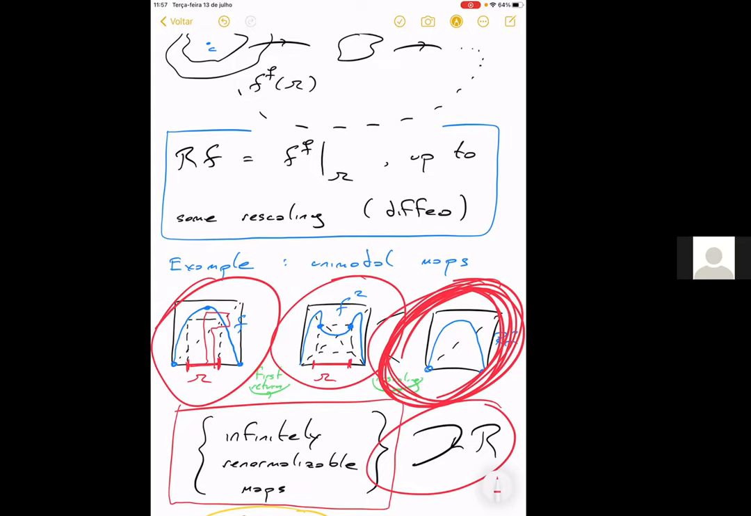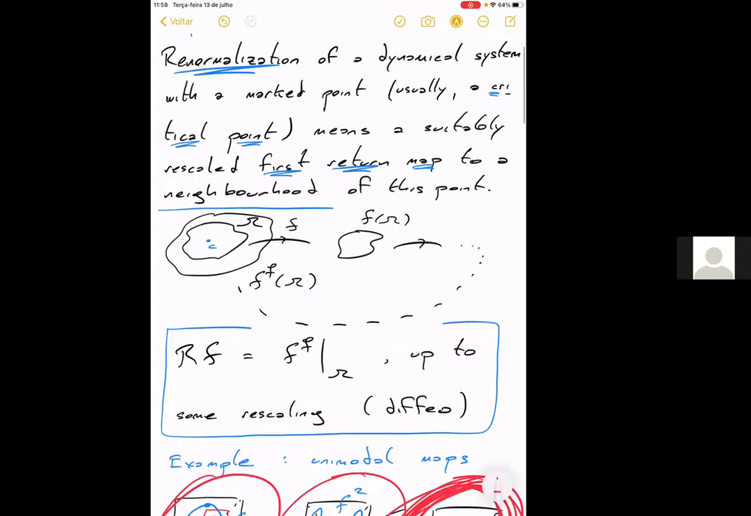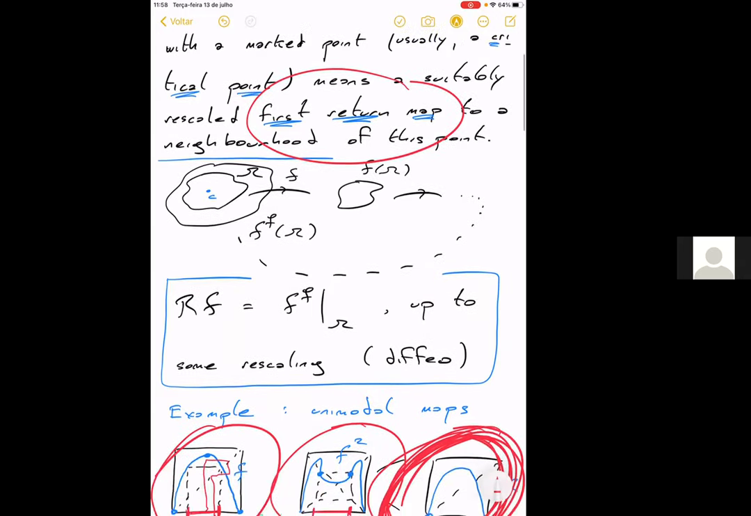So you have a well-defined dynamical system on an infinite dimensional phase space. This is a renormalization operator acting on unimodal maps. Depending on which setting you are in, either real dynamics or complex dynamics, different renormalization operators exist and are studied, but always with this spirit that I was mentioning at the beginning of having a first return map to a neighborhood of a critical point or a special marked point. So this is the general idea.